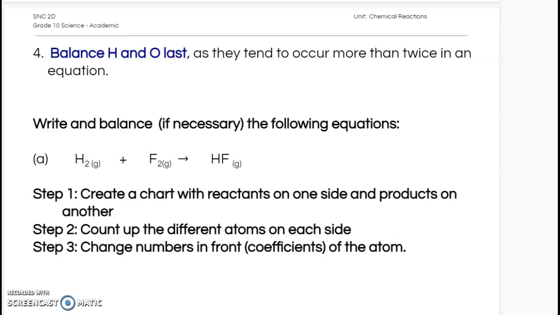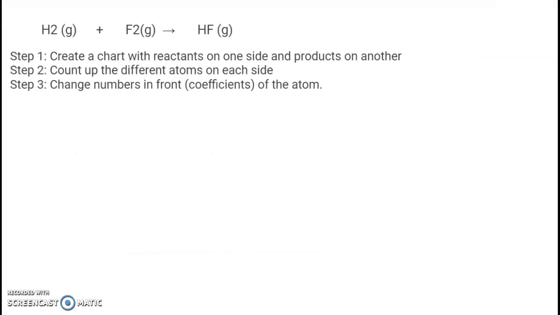Okay, so I'm picking up here. We're going to go through a couple of examples of how to balance equations, and hopefully by the end of this lesson, you'll have a better understanding of how to balance these chemical equations. So let me go to my Jamboard here so I can write.